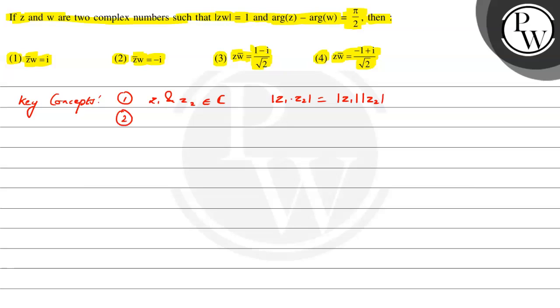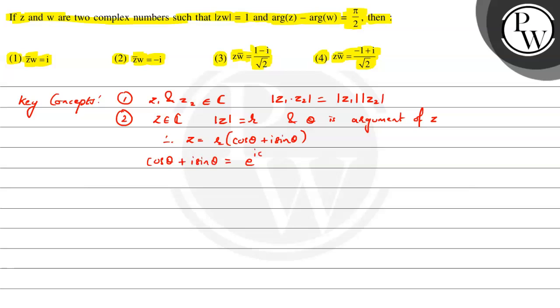The second key concept is, for any complex number z in C, let's say modulus of z is equal to r and theta is the argument of z. Therefore, in polar form z is equal to r times cos theta plus I times sin theta, and further cos theta plus I times sin theta can be written as e raised to I theta. This is called the Euler's form. Now with these key concepts, let's start with the solution.